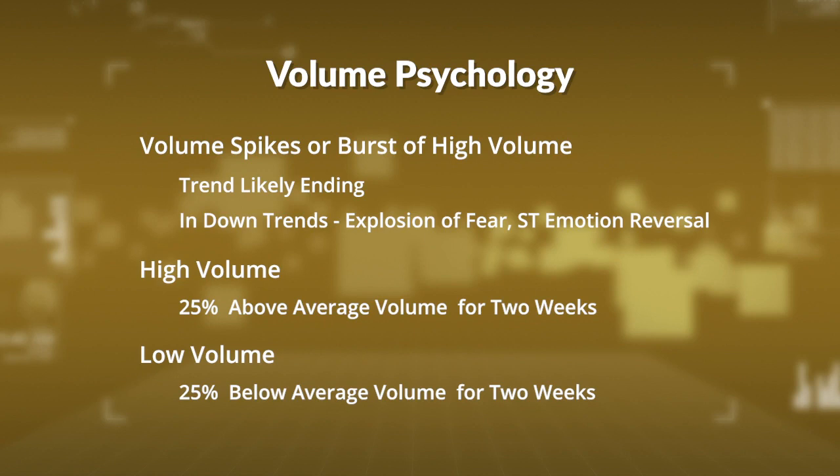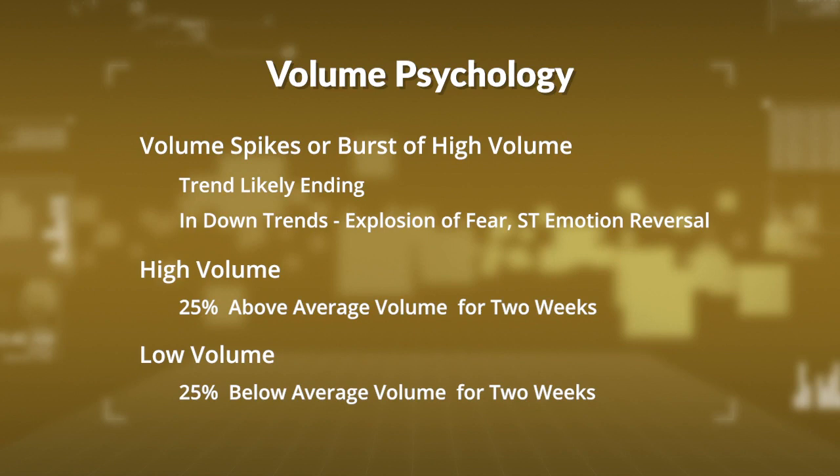And when I say a spike, that means you've had very steady volume and then all of a sudden it's earnings or whatever it is and boom, the volume just goes crazy. And that will tell you there's a good chance you're going to see a reversal on what happened. In downtrends, it's an explosion of fear. You've got all these people, it's moving down and all of a sudden you get this spike. And that means people are even more fearful. So you might see a short-term emotional reversal from the smart money.